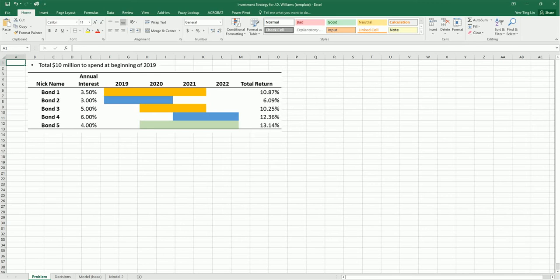It has an interest rate of 3.5% annually, which means that over these 3 years, the total cumulated return will be 10.87%. So that means if you invest $100 at the beginning of 2019 in bond 1, you will get the principal back plus interest of $10.87 at the end of 2021. And once you invest that $100 into bond 1, you cannot touch it throughout these 3 years from 2019 to 2021. So how do we model this problem?